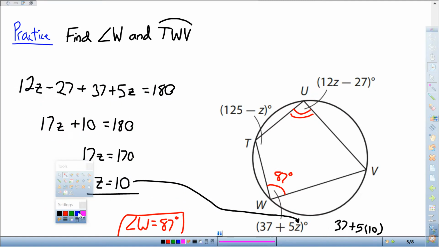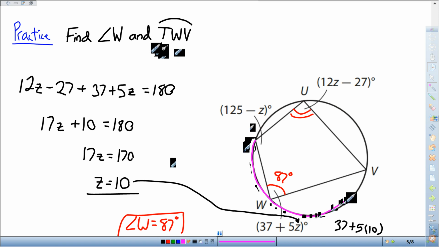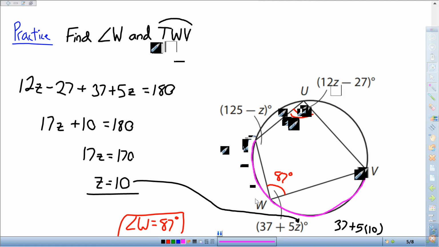If you haven't yet, go ahead and pause the video and now try to find arc TWV. Just to highlight it, it starts at T, goes through W, all the way around to V. This is the intercepted arc for this inscribed angle. And we know what z equals now. See if you can make some sense out of that. Plug it in and see if you can find the measure of that arc.